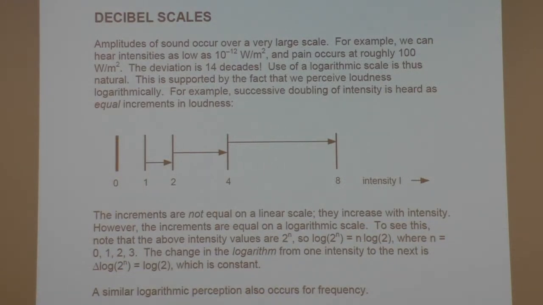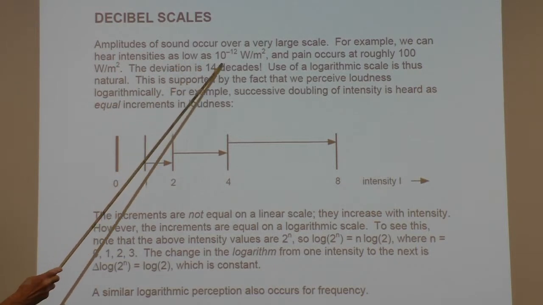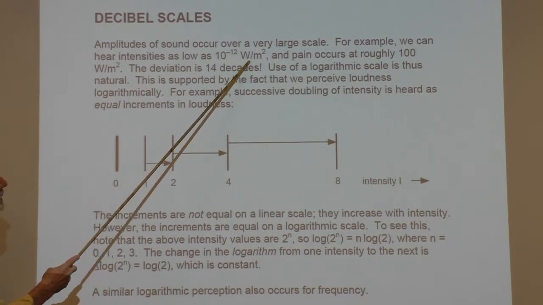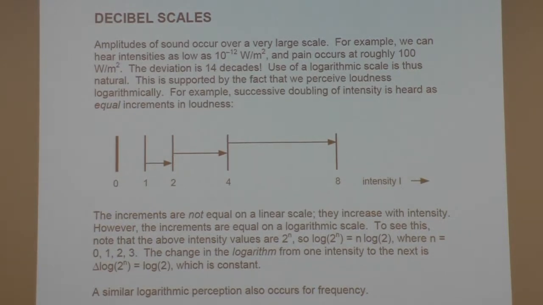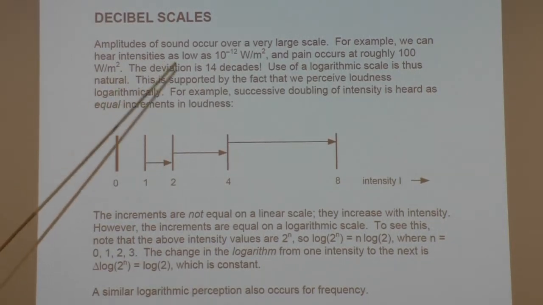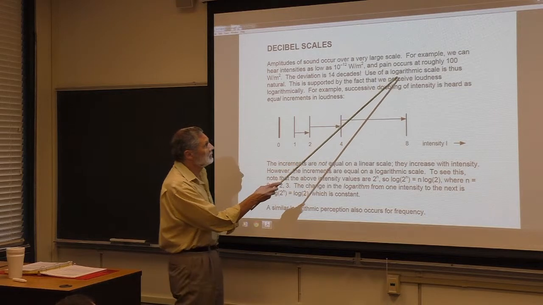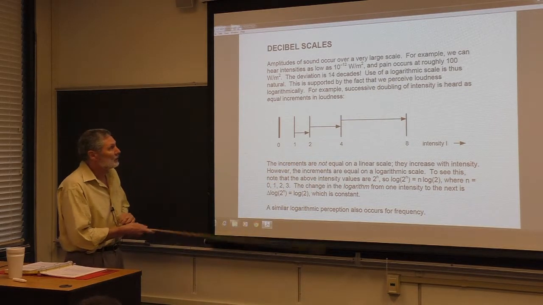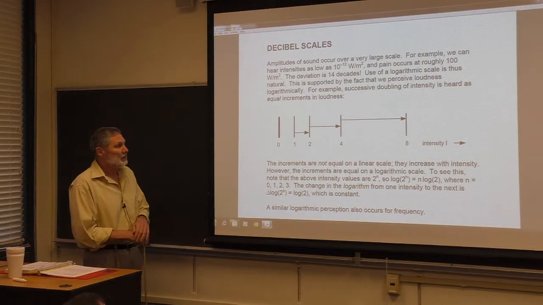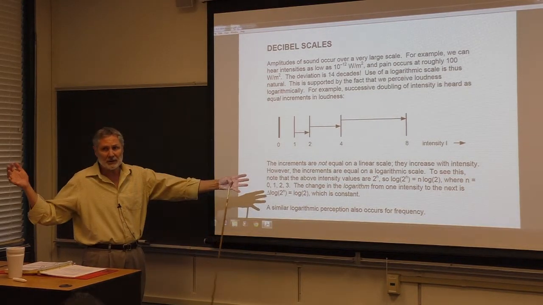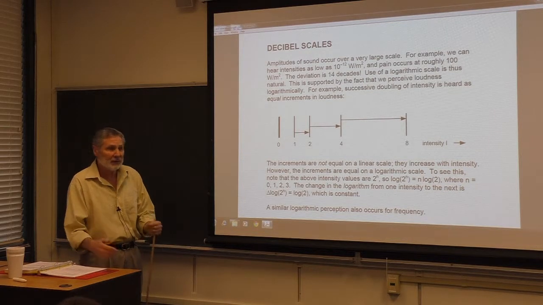amplitudes of sound occur over a huge scale, from very quiet to very loud. To give you an example of that, we can hear as low as about 10 to the minus 12th watts per meter. And pain occurs at roughly 100 watts per meter. So that's 14 decades. That's huge. So to deal with such a big range like that, it's natural to use a logarithmic scale. And I'll talk more about that as we go along. But you all know that that's a way of compacting very large scales if you take the logarithm. It makes it very manageable.